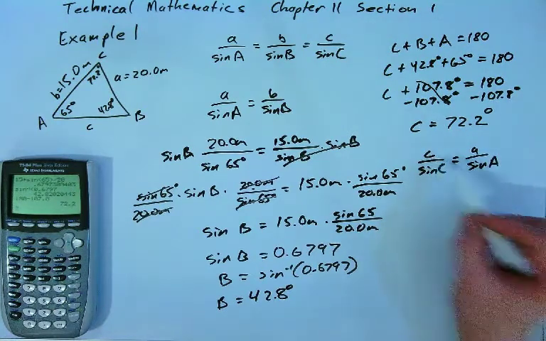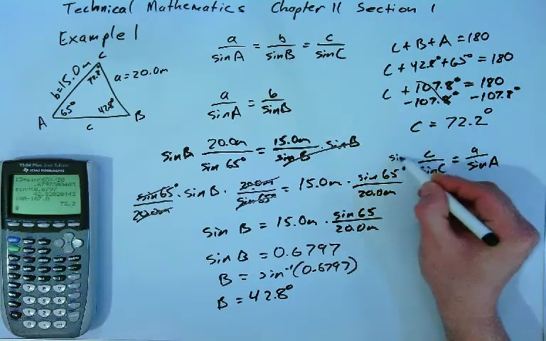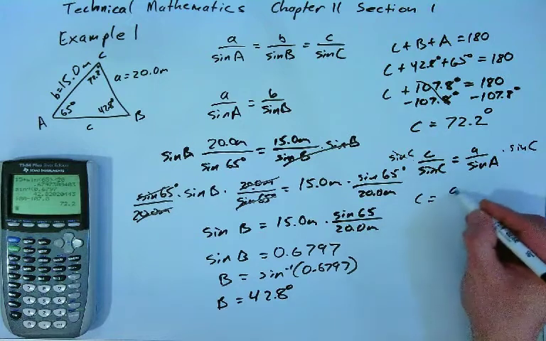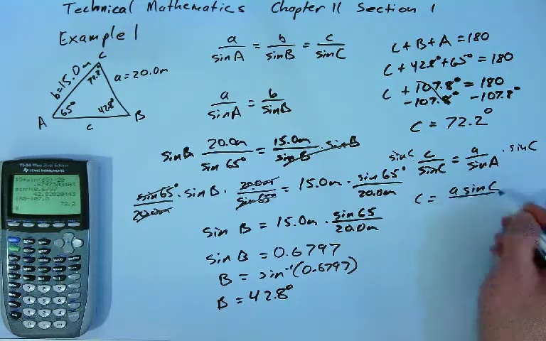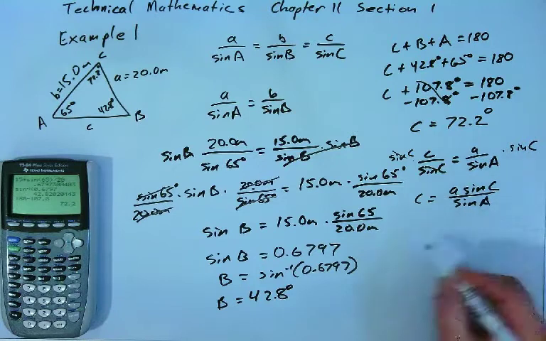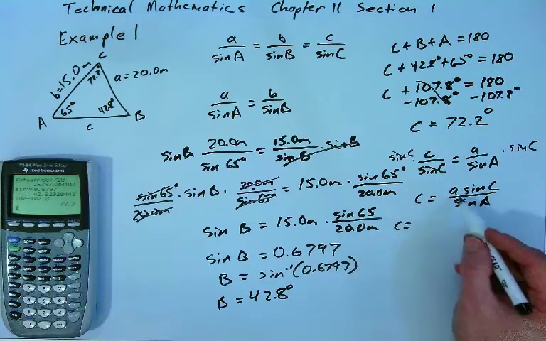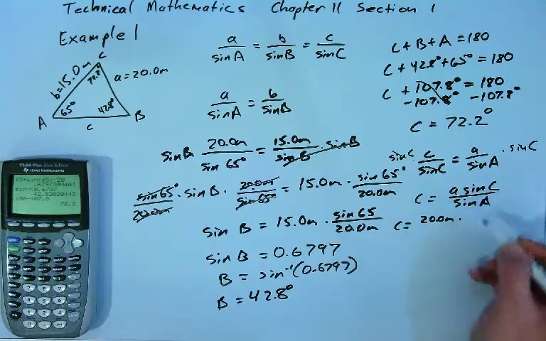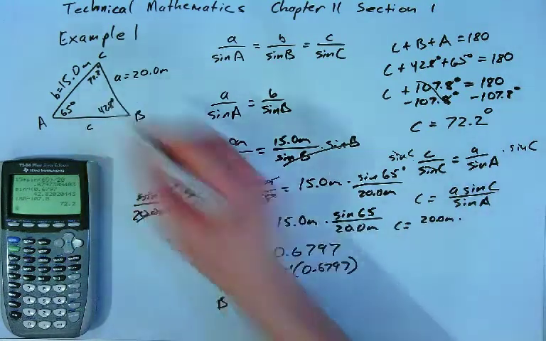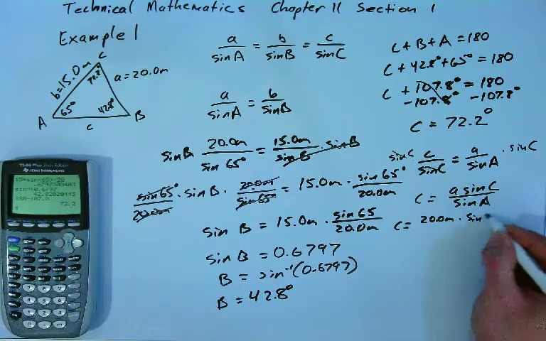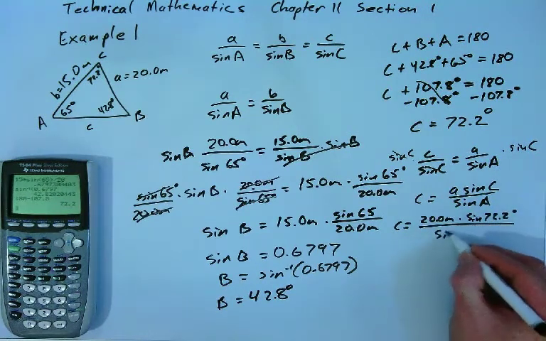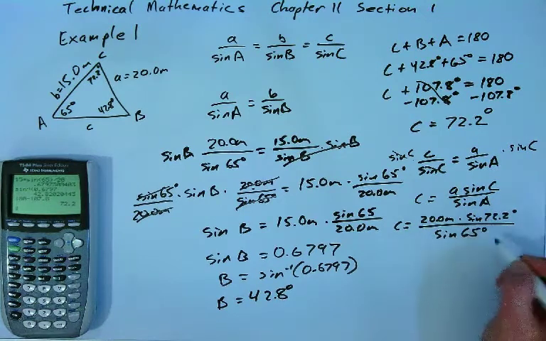And we're looking for side C, so we'll multiply both sides by the sine of angle C. These cancel, and we get C is equal to A times sine C over sine A. Now we plug in the numbers that we know. A is 20 meters times the sine of C, which is 72.2 degrees, so the sine of 72.2 degrees, divided by the sine of A, which is 65 degrees.